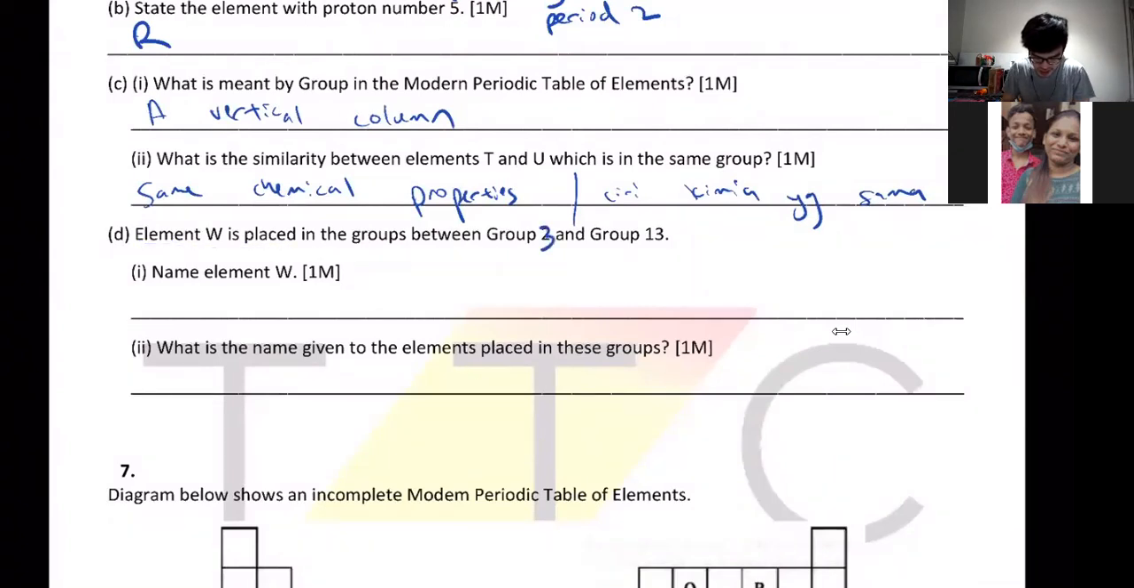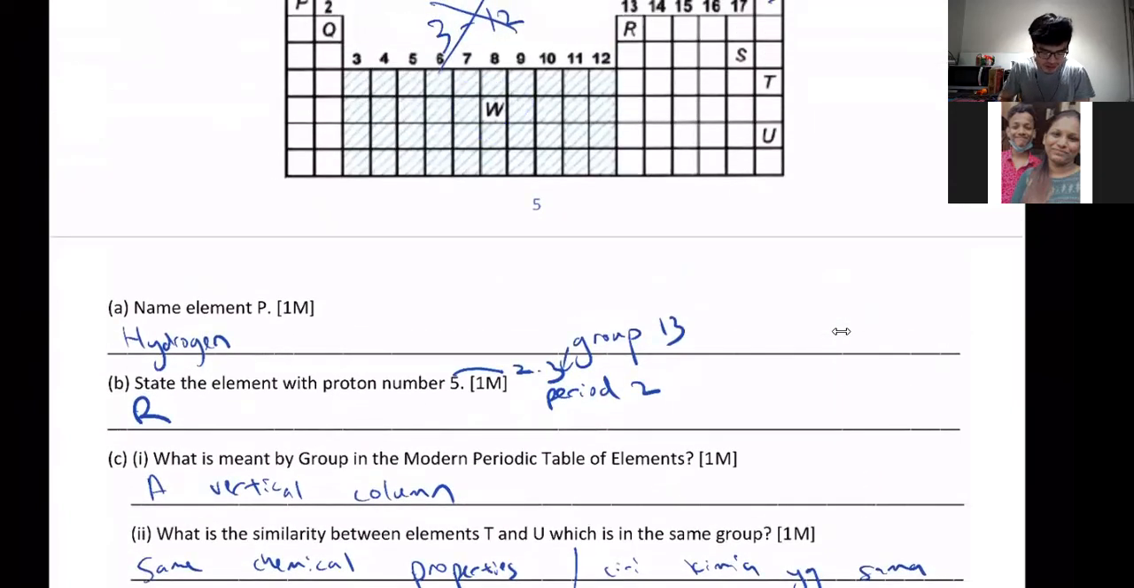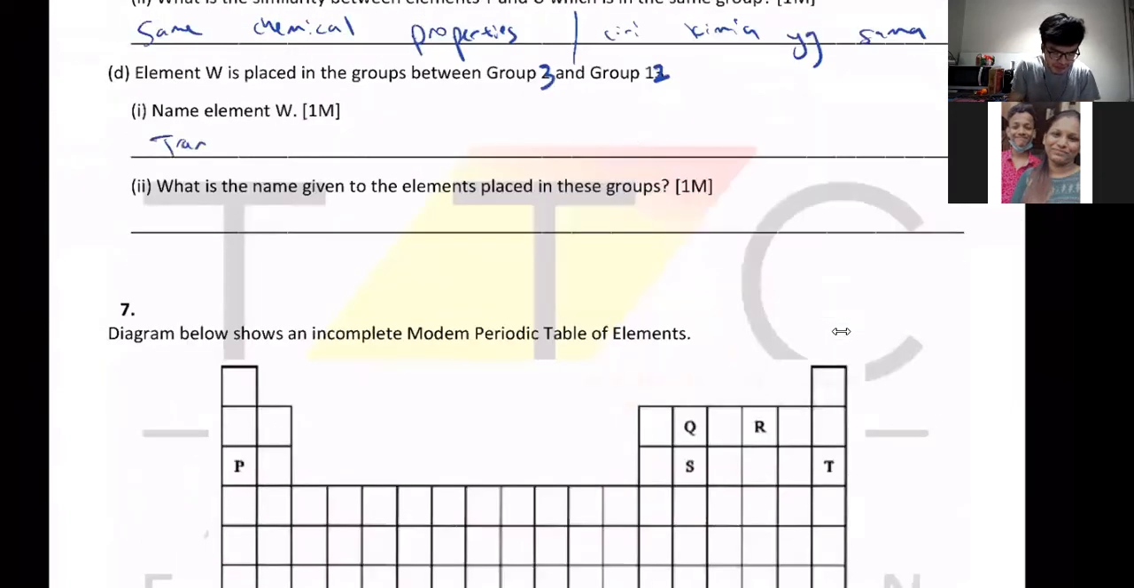Okay, so D, element W is placed in the group between group 3 to 12. Okay, change this here. There's a typo here. Name element W. Now, what is element W? This is what we call a transition element. Okay, unsur peralihan. Number 2 is the same thing. What's the name given to the element? Okay, fine, whatever.